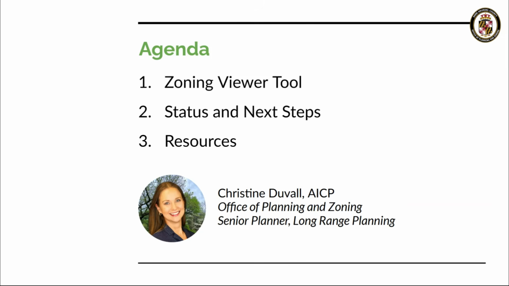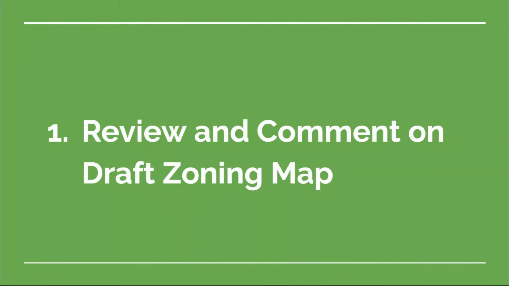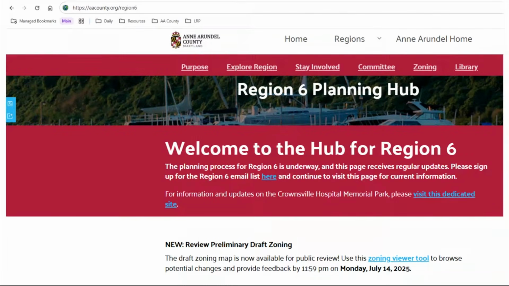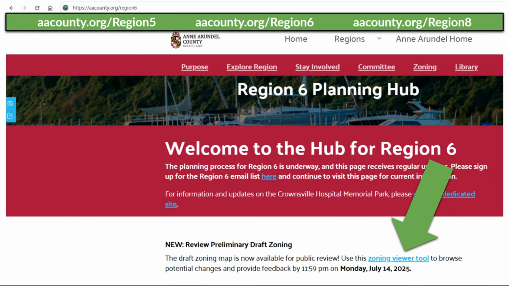Let's jump right in. Where do we find the zoning review tool to see what potential zoning changes could happen in our community? The link to the tool can be found on your region's hub site and on the Office of Planning and Zoning website, aacounty.org/OPZ. I have the Region 6 hub site pulled up here. Other addresses are listed at the top of the screen in the green box. Beneath the green arrow, you'll see the link to the Zoning Viewer tool. It can be found at the top of the hub sites for Regions 5, 6, and 8 because these are the regions that are actively engaged in the region planning process.